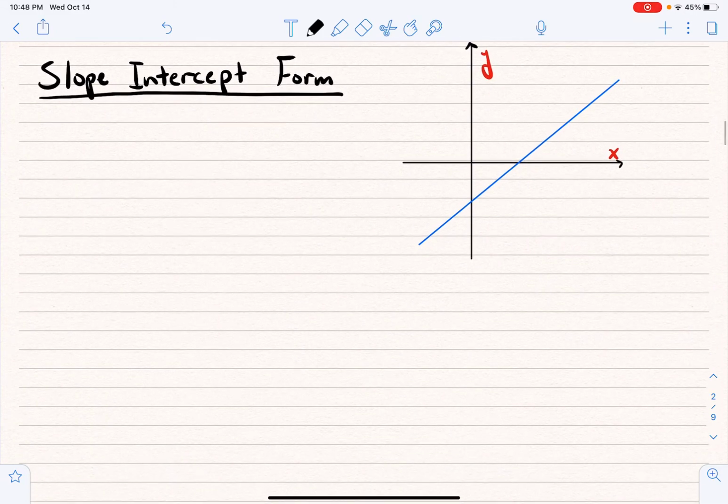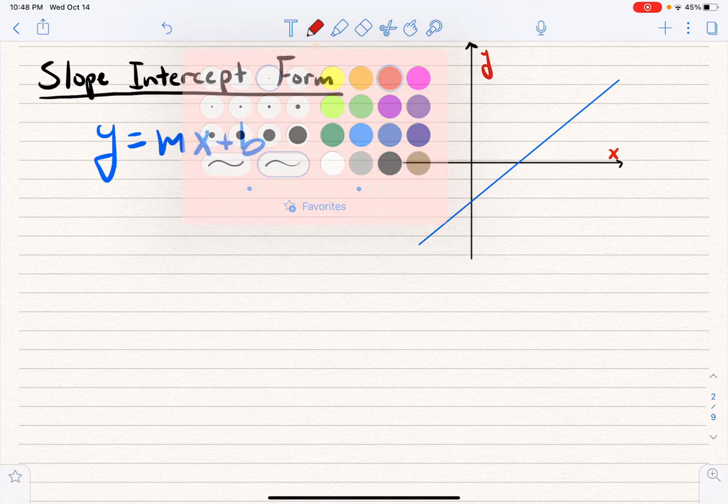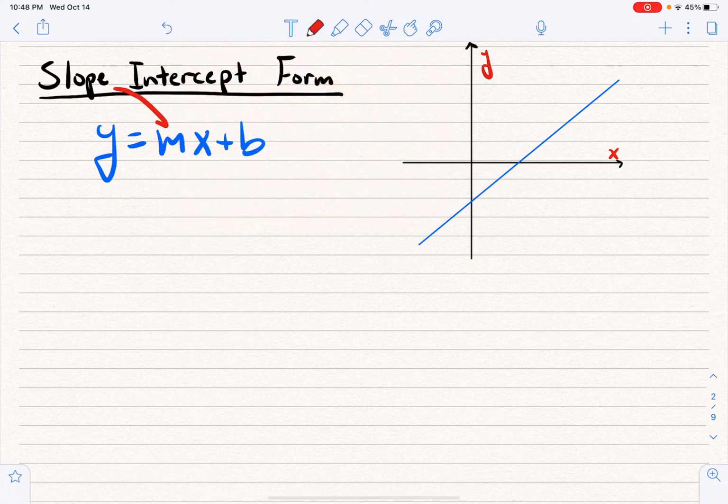Next, we're going to do some basic Algebra 1 review right now. We're going to talk about slope-intercept form. Hopefully you remember something about it. Slope-intercept form is y equals mx plus b. And when people ask why they call it slope-intercept form, well, that is the slope, m, and this is the y-intercept, b.